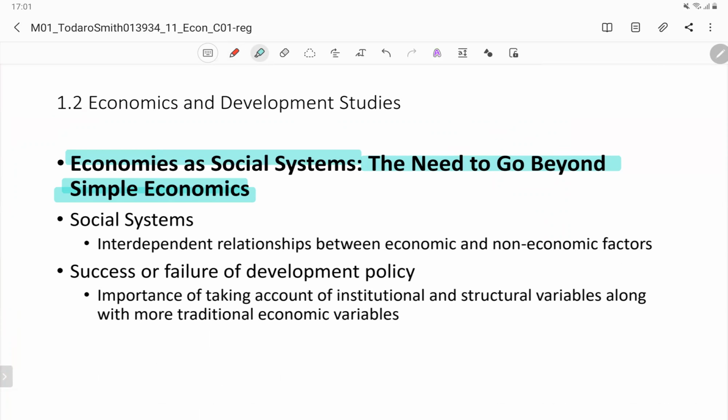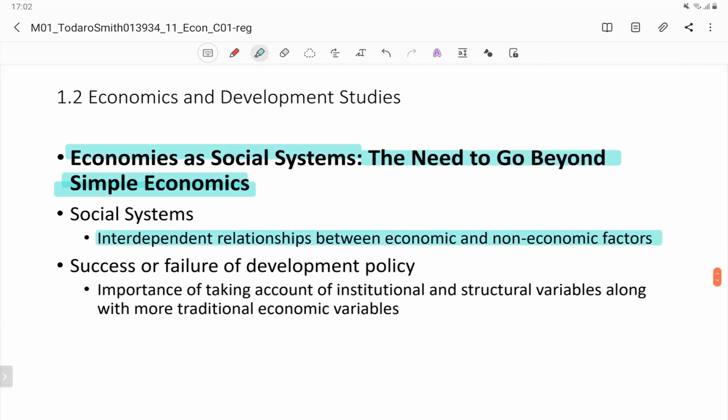By social systems, we mean the interdependent relationship between economic and non-economic factors. So in microeconomics, we only consider the economic factors, for example the production factors, the worker, the wage, and the demand elasticity or things like that. In terms of development studies or economic development, we have to consider the non-economic factors as well.